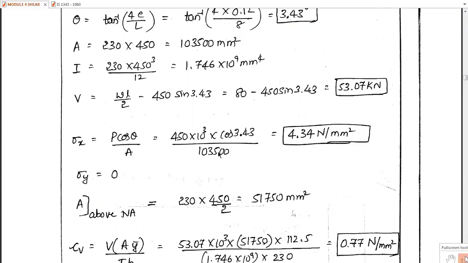P into cos theta by total area. We need to substitute here. We got 4.34 Newton per mm square. Sigma y, now free stressing in the vertical direction, then sigma y is equal to 0.